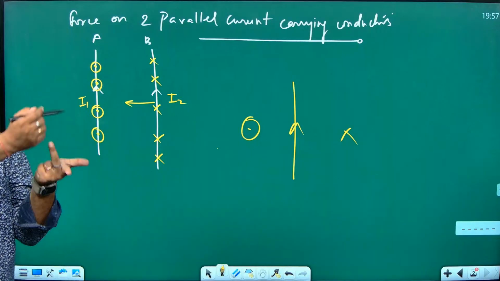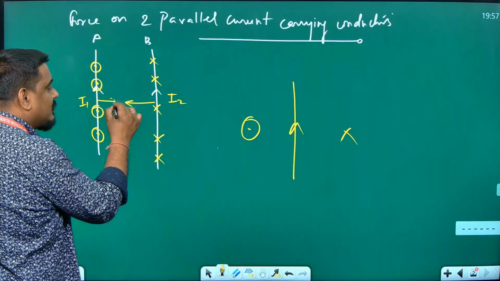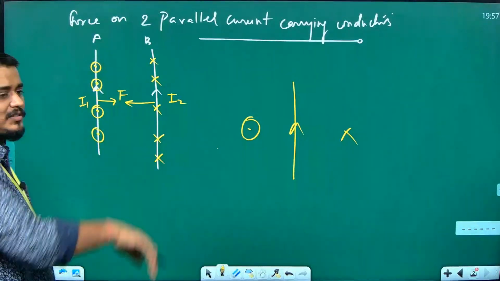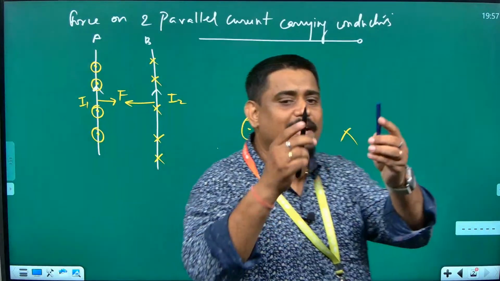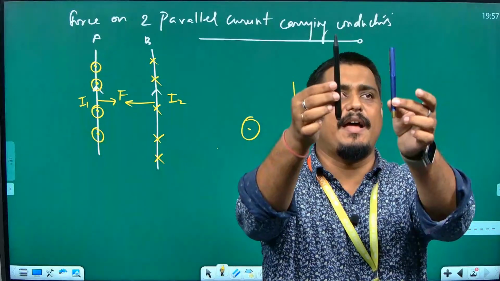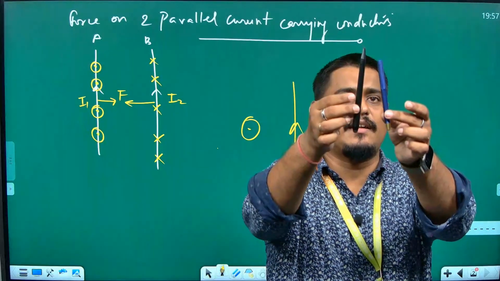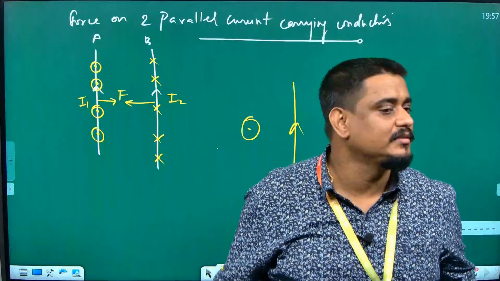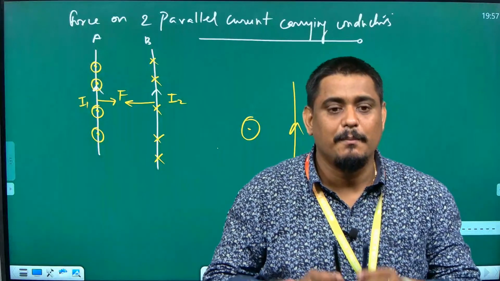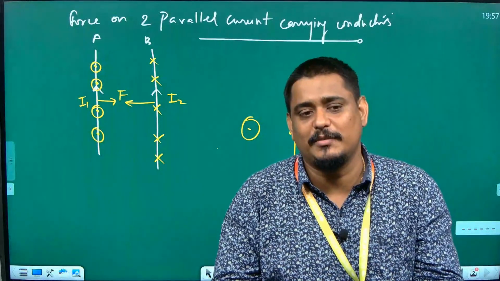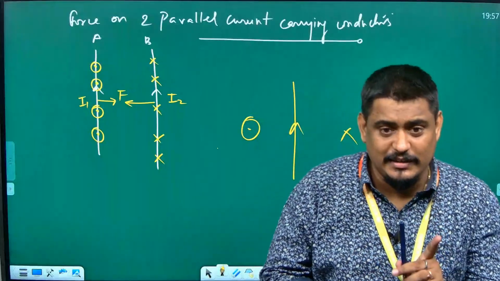My thumb is pointing towards my right. The force is acting towards this. So if two wires are carrying current in the same direction, they will start attracting each other automatically. Why are they attracting each other? Because of the force acting on them. And why is the force acting? You are clear in that?